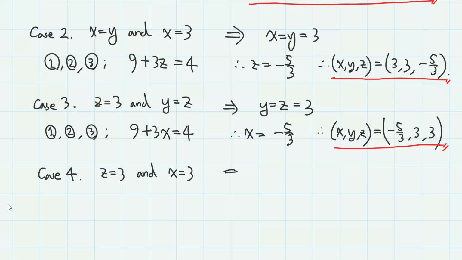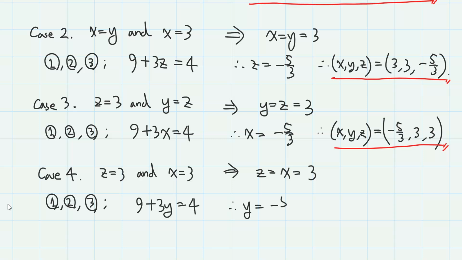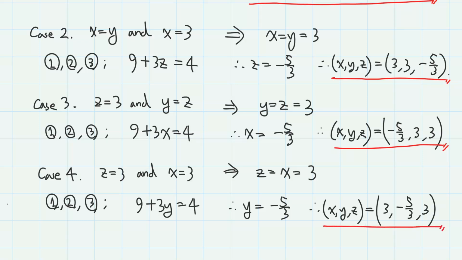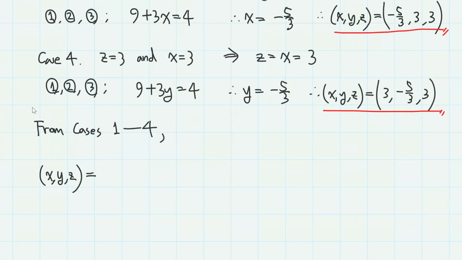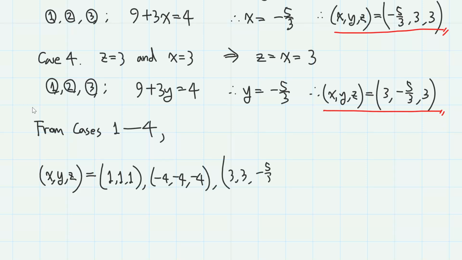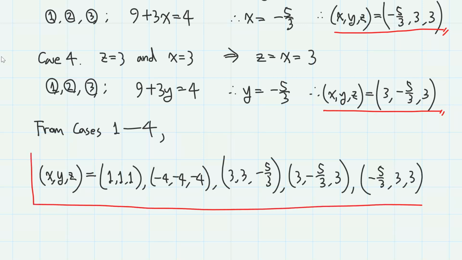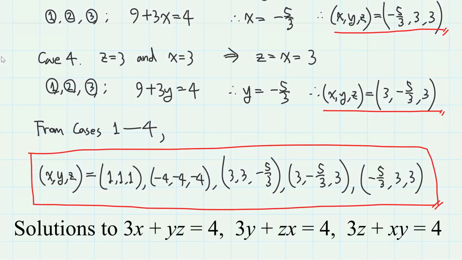And for case 4, we have z equals x equals 3. So now all three equations become 9 plus 3y equals 4. Therefore, y equals minus 5 over 3. Therefore, x, y, z equals 3, minus 5 over 3, 3. So if we write down all solutions we have obtained, we have 1, 1, 1; minus 4, minus 4, minus 4; 3, 3, minus 5 over 3; 3, minus 5 over 3, 3; and minus 5 over 3, 3, 3. And these are all solutions to the given system of equations.